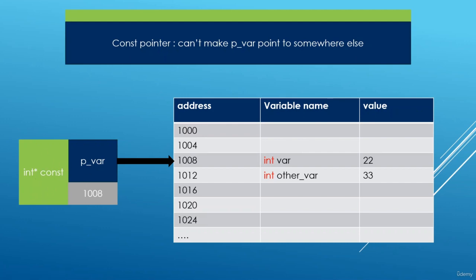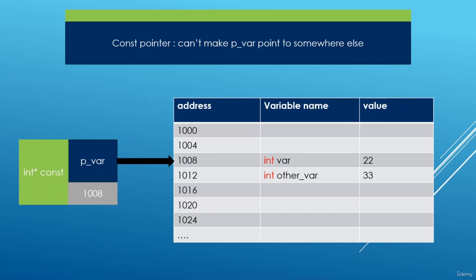And a const pointer can't be made to point somewhere else. For example, right now we are pointing to 1008. If we try and make it point to 1012, we're going to get a compiler error because this kind of pointer doesn't do something like that. It's a const pointer and it only points to one location.